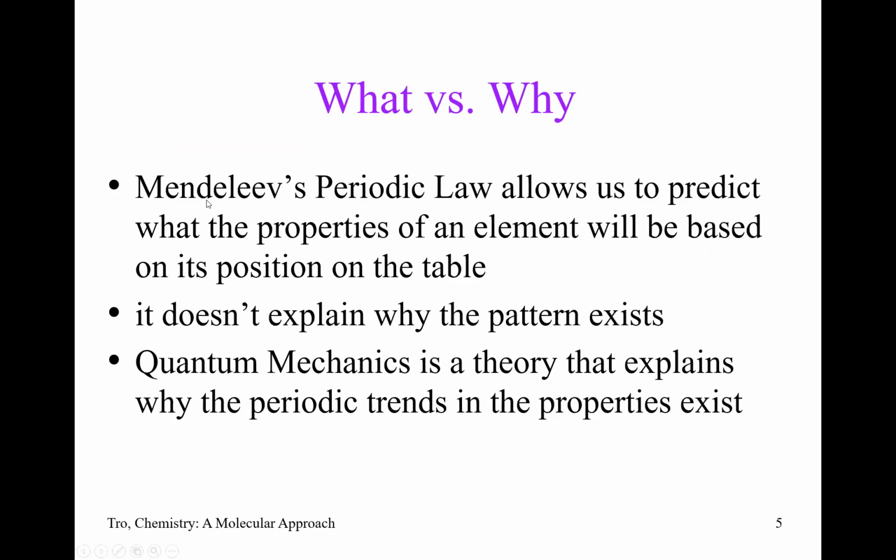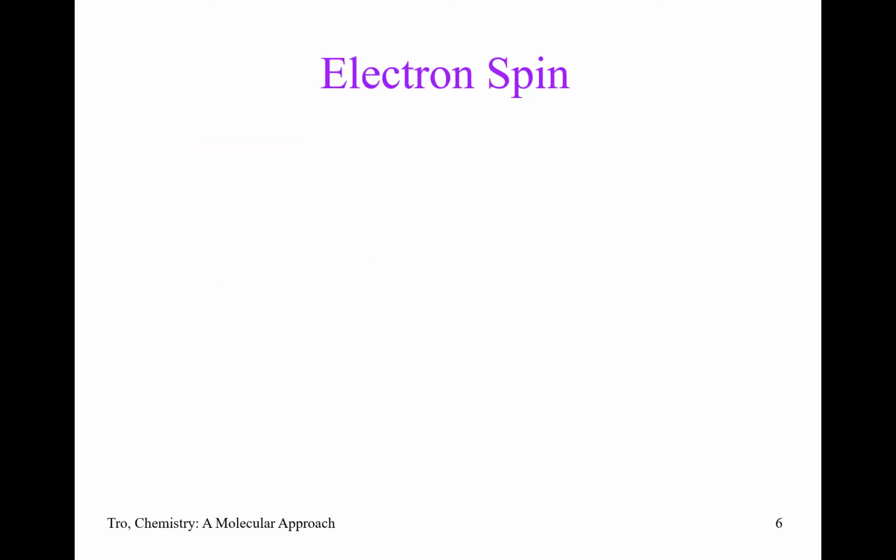All right, so this periodic law allows you to predict the property of an element based on its position in the table, which we've already started to do, but it doesn't explain why the pattern exists. That's what the quantum mechanics and those quantum numbers that we introduced last chapter do for us.